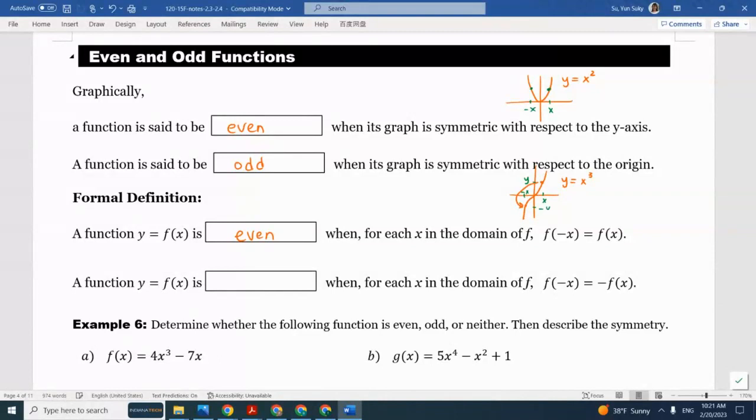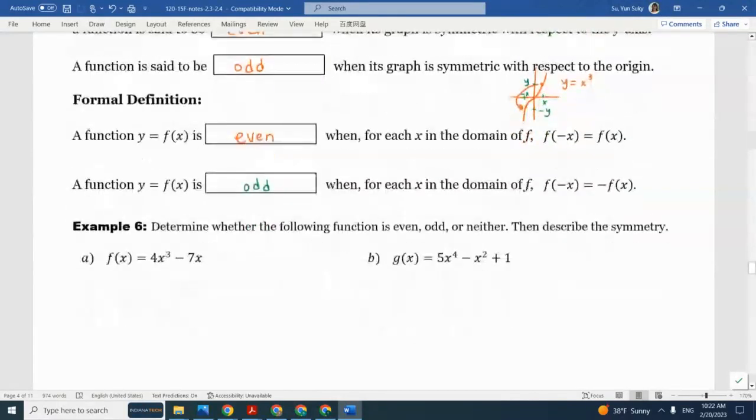So therefore, if a function is an odd function, then f of negative x is negative y. Negative y is negative of the y. Y is f of x. So f of negative x is negative f of x. Okay, everybody? All right.